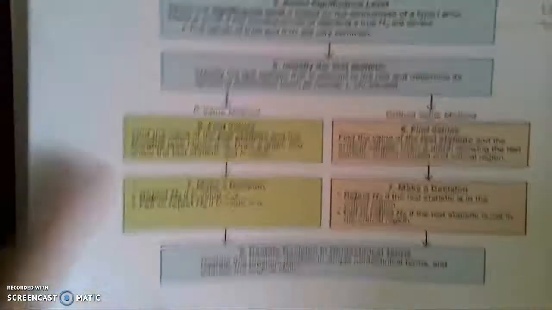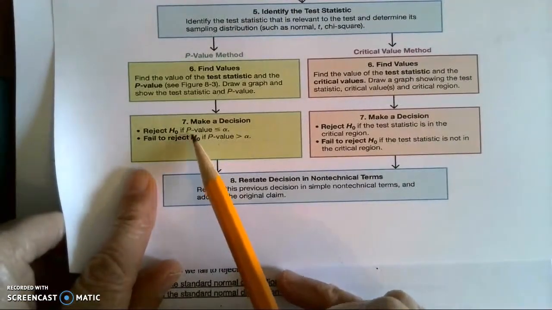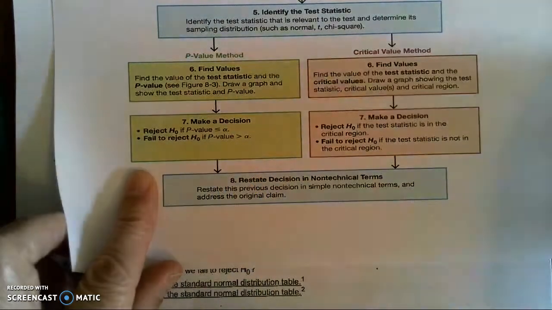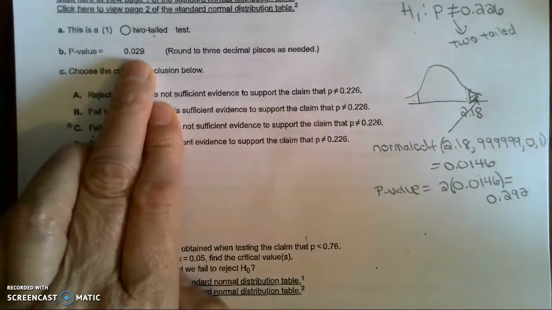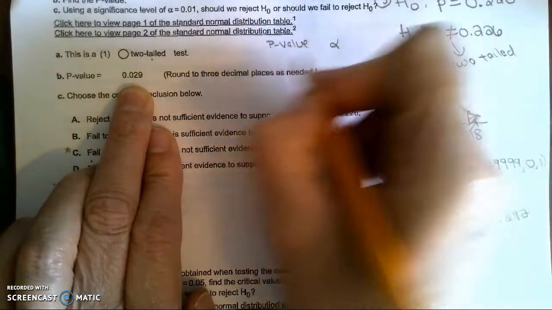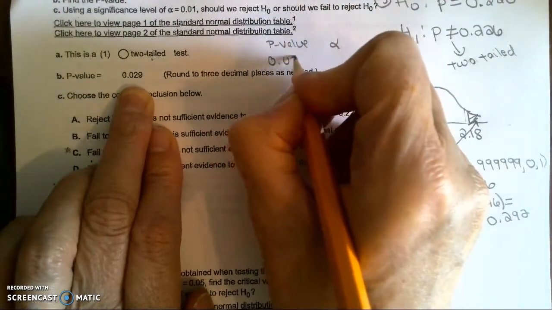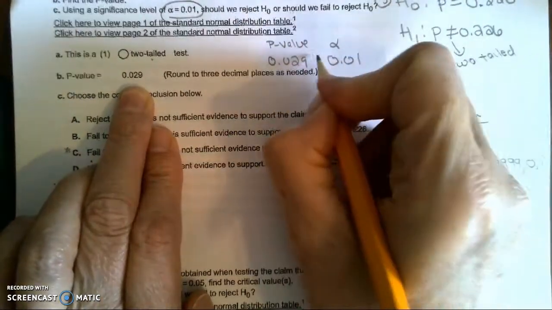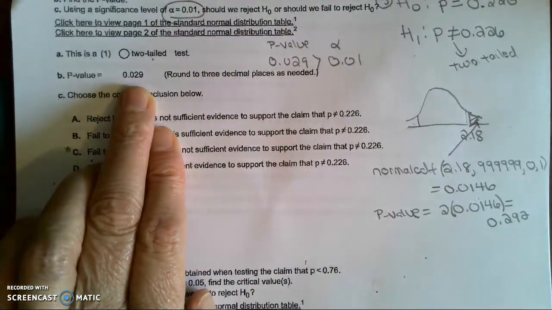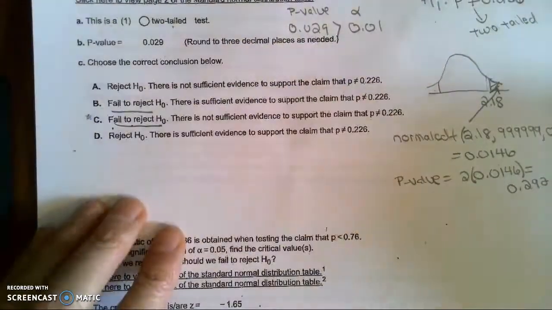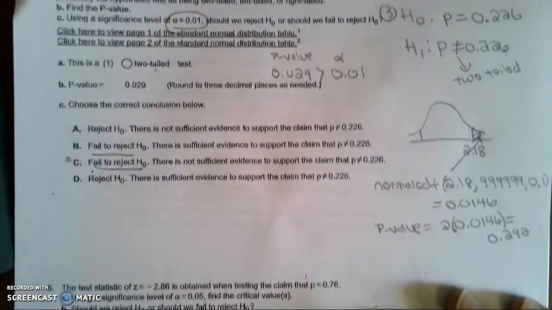Okay, to come up with the conclusion, we compare the p-value with alpha. If the p-value is smaller, I reject the null. If the p-value is greater, I fail to reject. Okay, so let's look at the p-value. Here's my p-value. I'm just going to write up here alpha. My alpha is 0.01. In this case, the p-value is greater. So whenever it's greater, you should fail to reject the null. Okay, so it's going to be one of those two.